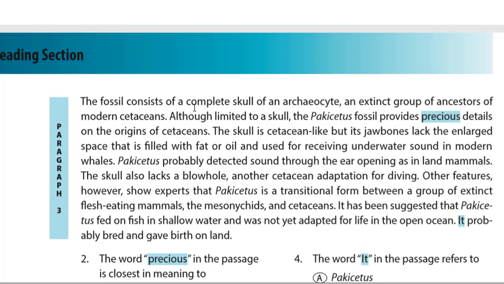The fossil consists of a complete skull of an archaeocete, an extinct group of ancestors of modern cetaceans. Although limited to a skull, Pakicetus provides precious details on the origins of cetaceans. The skull is cetacean-like, but its jaw bones lack the enlarged space that is filled with fat or oil and used for receiving underwater sound in modern whales.